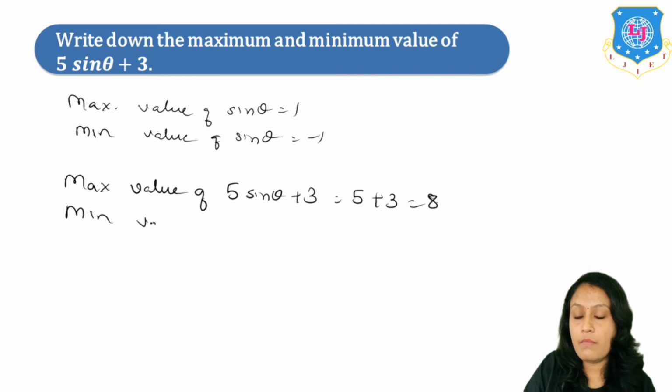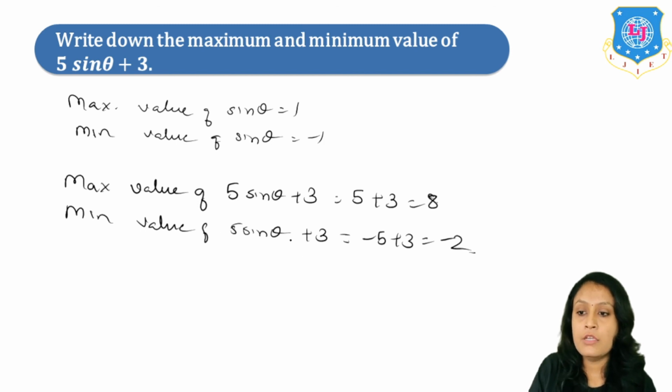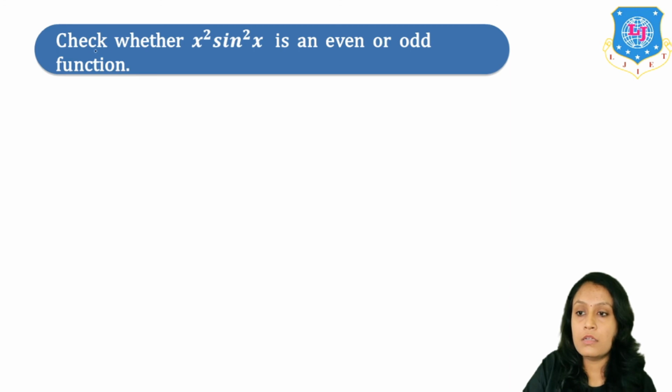So the answer is 5 plus 3, that is 8. And the minimum value of 5 sin theta plus 3: now substitute the minimum value, that is minus 1. So this is minus 5 plus 3, that is minus 2. So these are the maximum and minimum values. Now check whether x square sin square x is an even or an odd function.